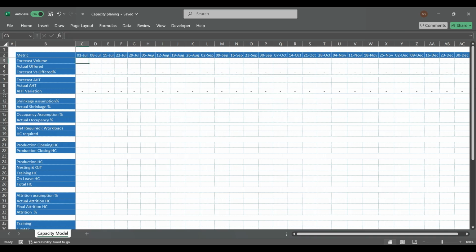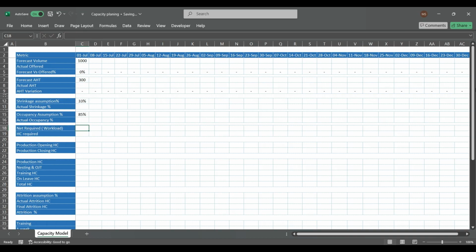Let's assume we have considered 10,000 calls for the weekly volume. Based on this we have considered 300 seconds AHT, for the shrinkage assumption I have considered 33%, and for occupancy I will consider 85%. Now first we need to calculate the headcount requirement to cater to this forecasted volume. How many FTE would we require net, excluding shrinkage?